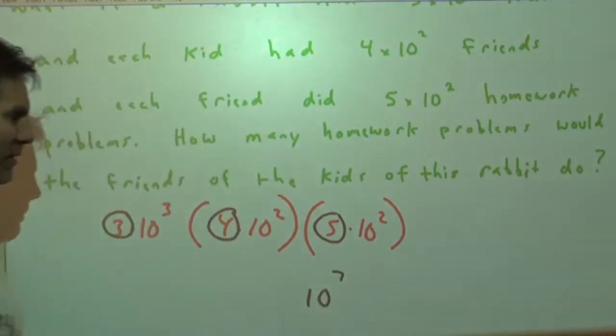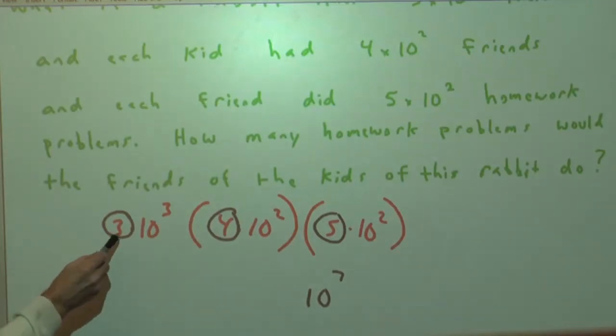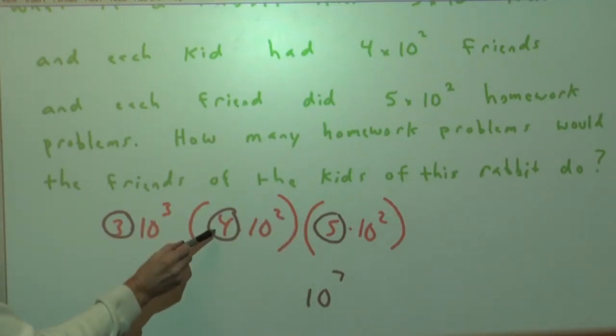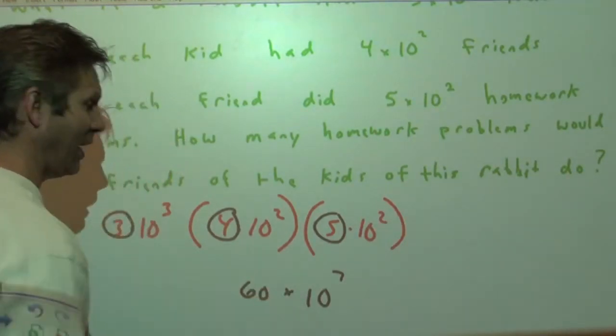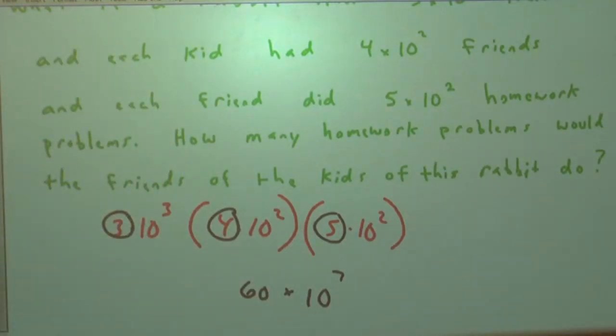So we can go 10 to the 7th. And then we have 3 times 4 times 5. 3 times 4 is 12, times 5 is 60. So we have 60 times 10 to the 7th homework problems that are being done.